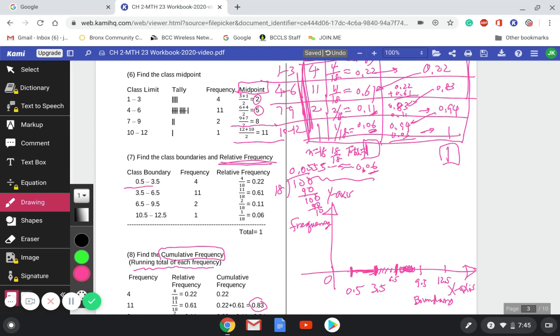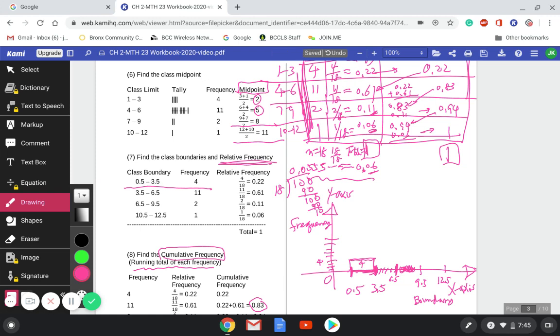So 0.5 to 3.5 was 4. So 1, 2, 3, 4. Let's make it smaller because you have to make 11 later on. So you have to label them 4. So you go up to 4. And sometimes it's hard to see it, so you write down under it, like 4. That means you went up 4.